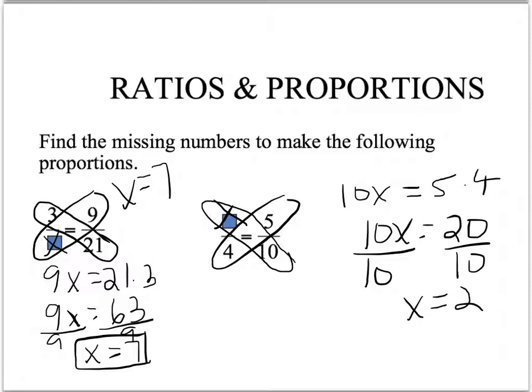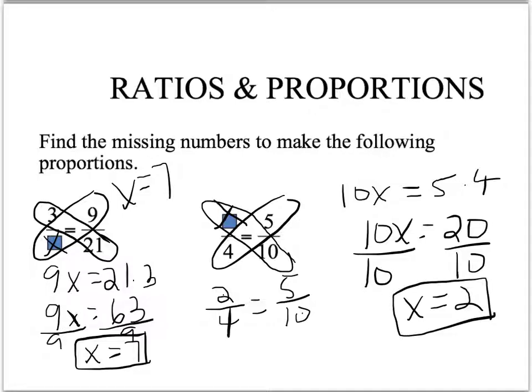All right, so some of you might have seen this before using the cross multiplication. Here I have 2/4 is equal to 5/10. Okay, you may have seen that 5 was half of 10 and 2 is half of 4, so these are in proportion. Okay, so here I had x equals 2, and that's it. Okay, let's move on to the next slide.